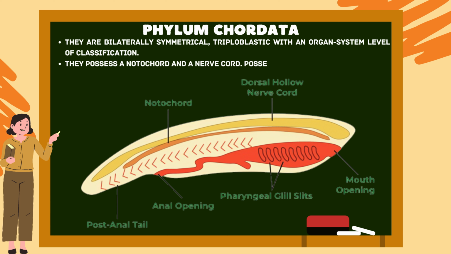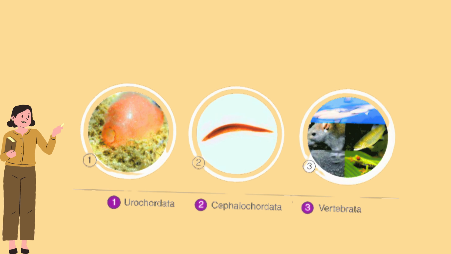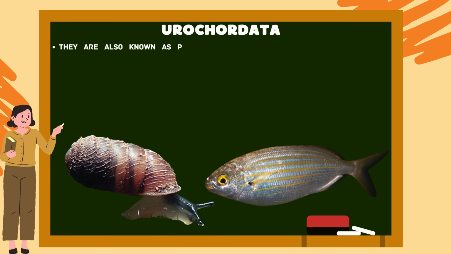Phylum Chordata can be divided into the following subphyla: Urochordata, Cephalochordata and Vertebrata. Urochordata. They are also known as protochordates.